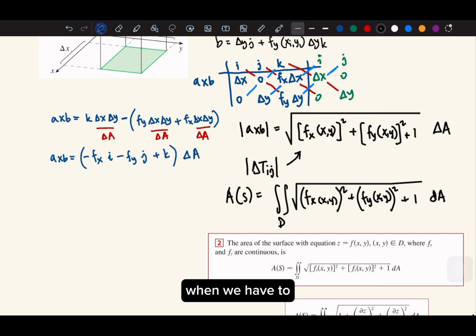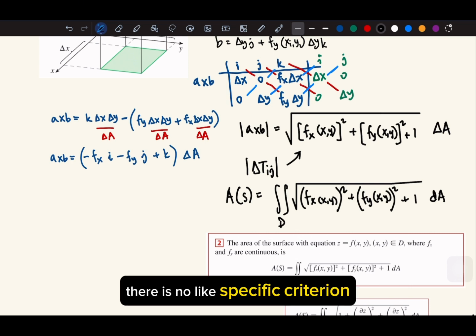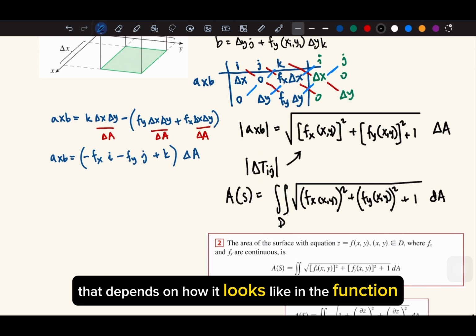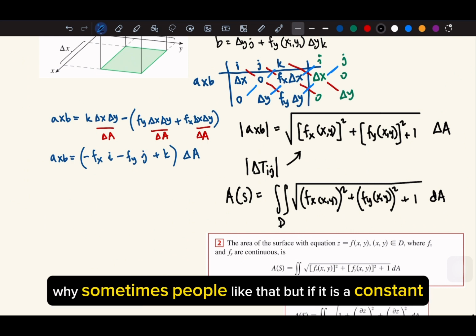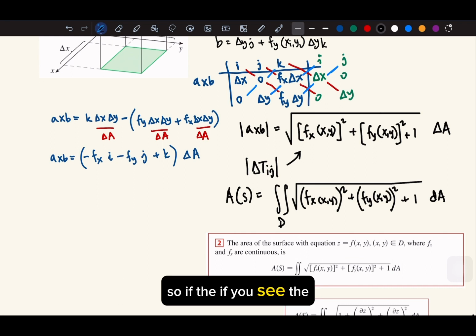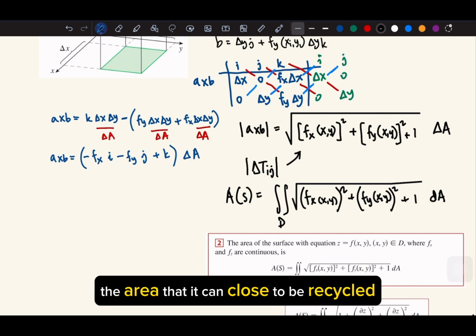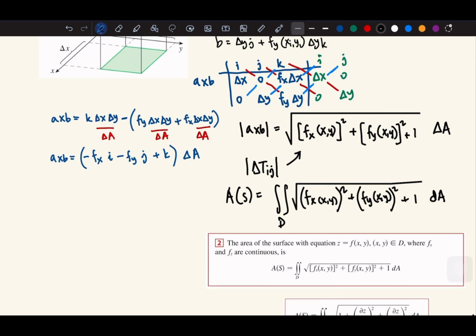Let me formulate my question again. When do we have to do the integration first with y and then with x, or vice versa? What is the criteria? There is no specific criteria. It depends on how the function looks. Sometimes it will be dx dy, sometimes dy dx. But if it is a constant, you can do either way. If the area that it encloses is a fixed rectangle, then you can do both dx dy or dy dx.